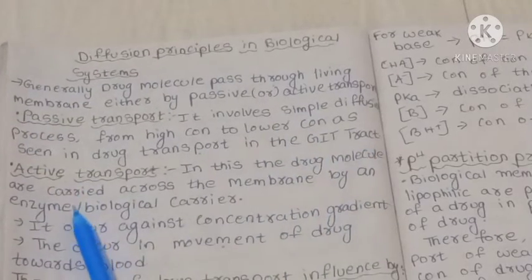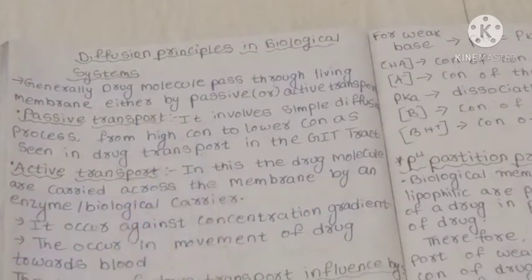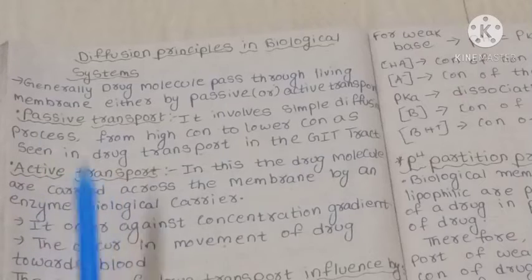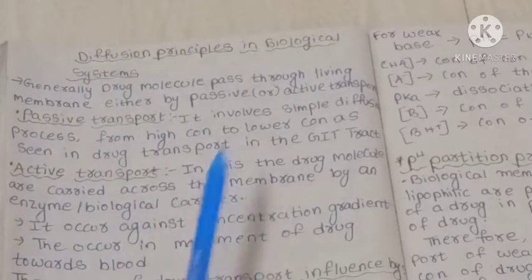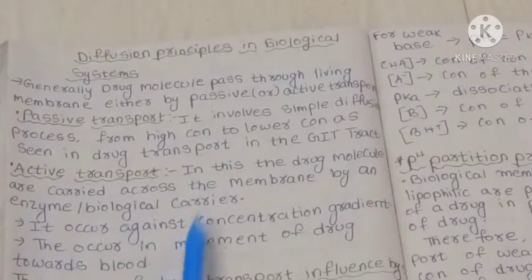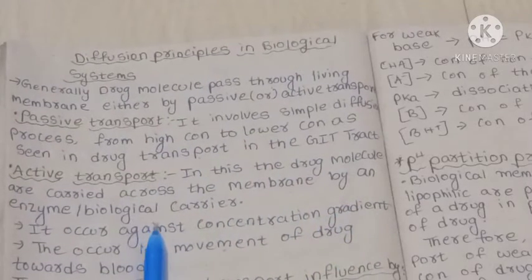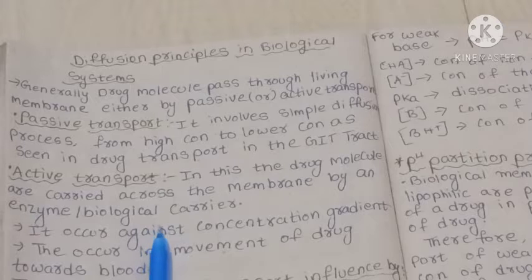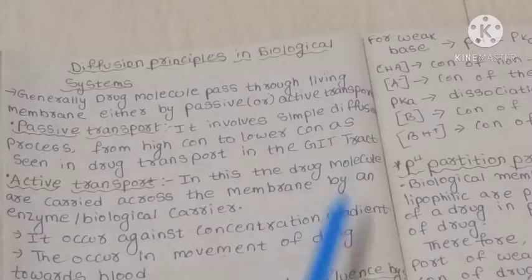In active transport, the drug molecule is carried across the membrane by an enzyme or biological carrier. That means in active transport, the drug molecule binds to an enzyme in order to pass through the living membrane. This process occurs against the concentration gradient, which means the molecules move from lower concentration to higher concentration.